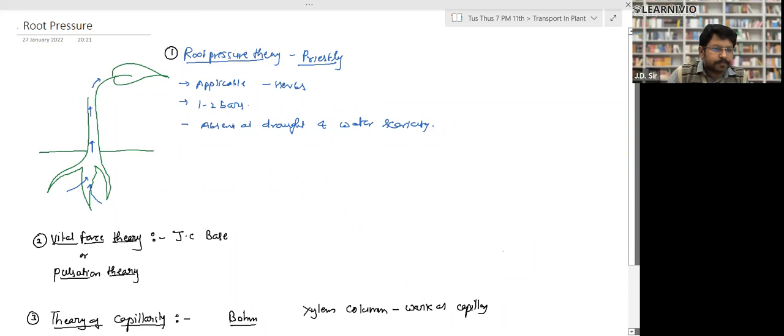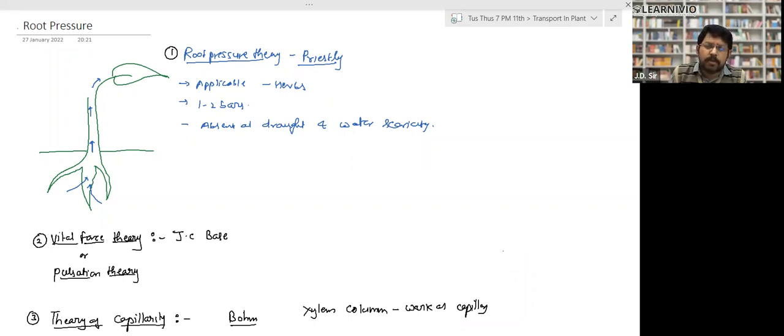What is the root pressure? Now, what is the root pressure theory actually? There are a number of theories which explain how the movement of water takes place from root to shoot. Movement of water takes place even in a 1 feet plant, 2 feet plant, 7 feet plant, and 120 feet plant or 300 feet plant of sequoia and eucalyptus, right? So how does this movement of water take place?